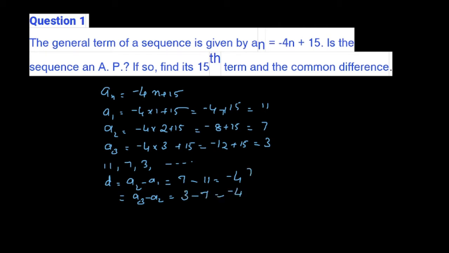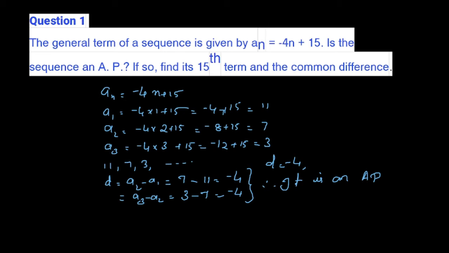Now you can see that D is constant, right? The common difference is constant. Difference between two terms is constant here. What is the constant number here? Minus 4. So we can say that D is equal to minus 4 is constant. It is the same number repeating everywhere. Therefore it is an AP. This sequence is an AP, right?